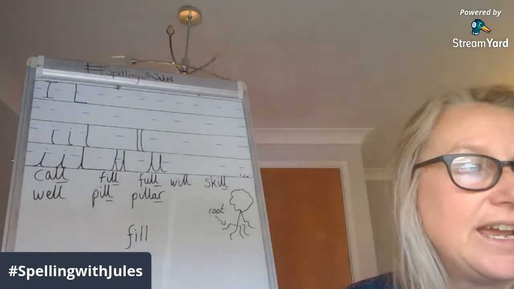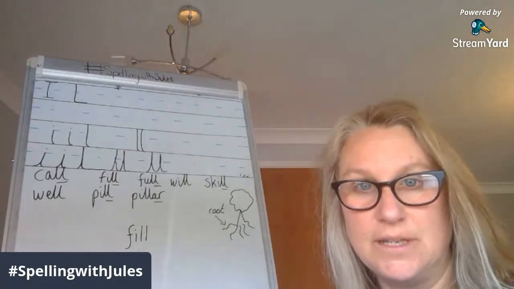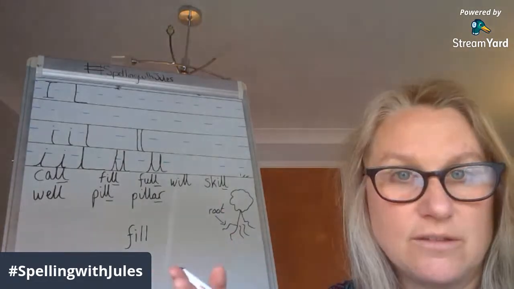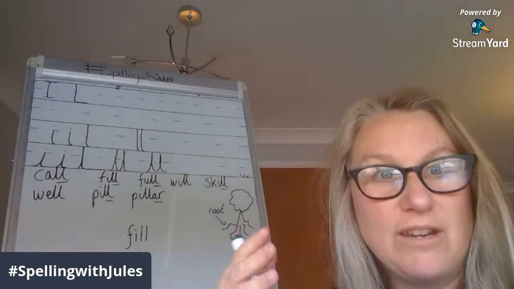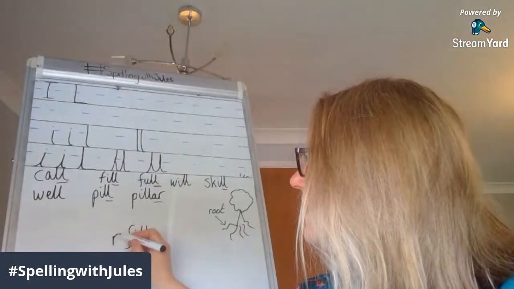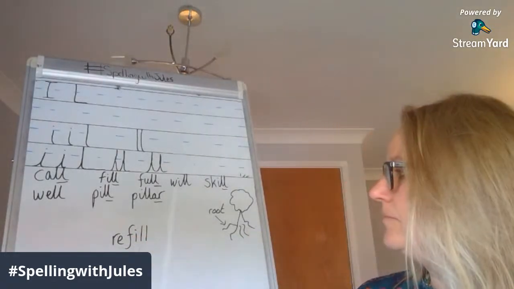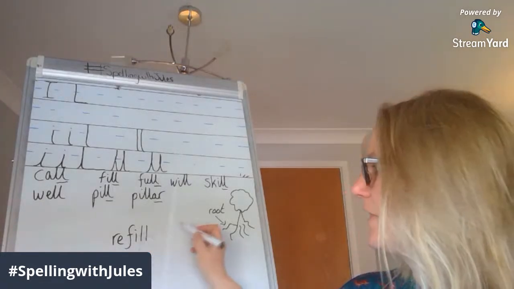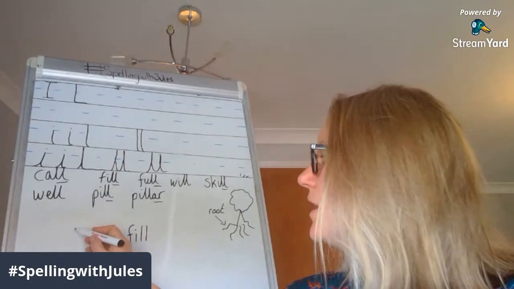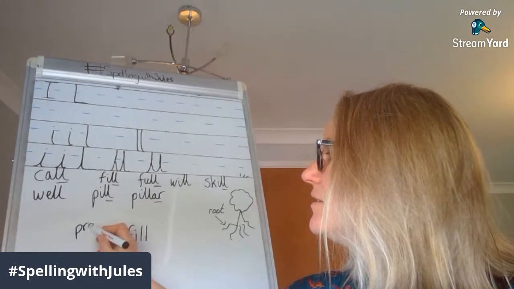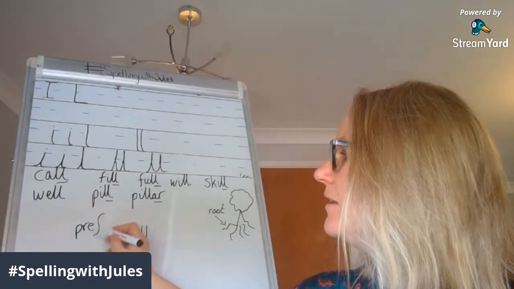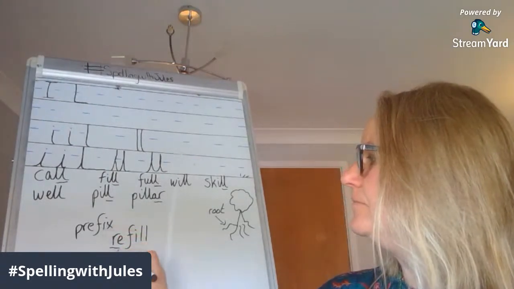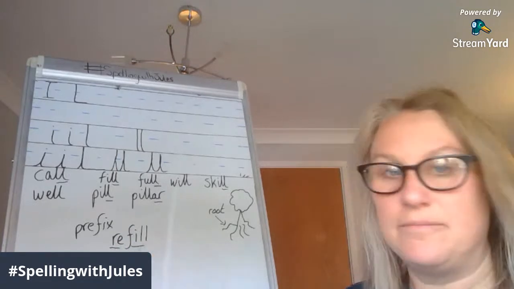Okay, now you can refill. You know, you can buy those drinks, can't you? If you go to Thorpe Park or whatever, and you can refill. So you have refill. So that then, instead of being called a suffix, which is the end, that's called a prefix. So pre means beginning. So you've got your prefix here, your root word here.